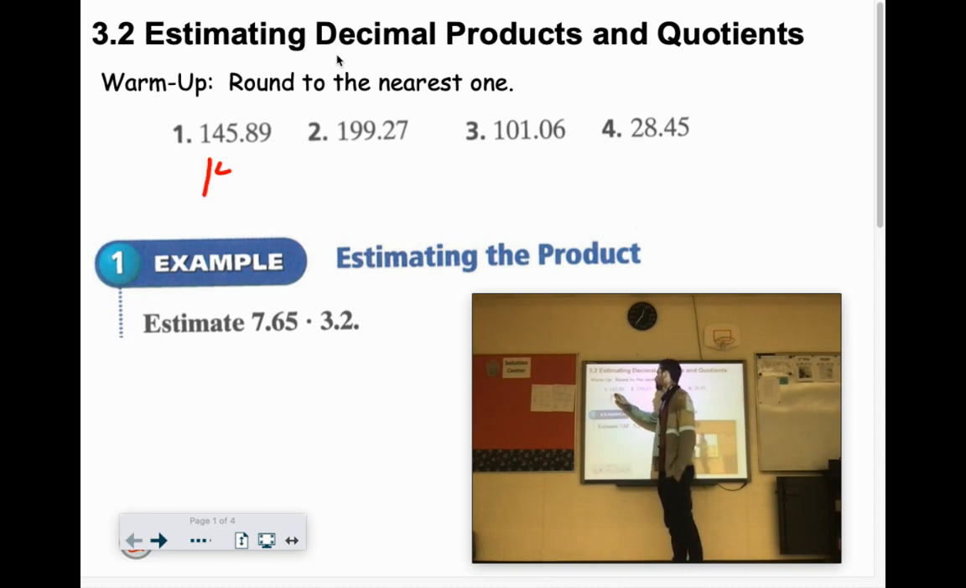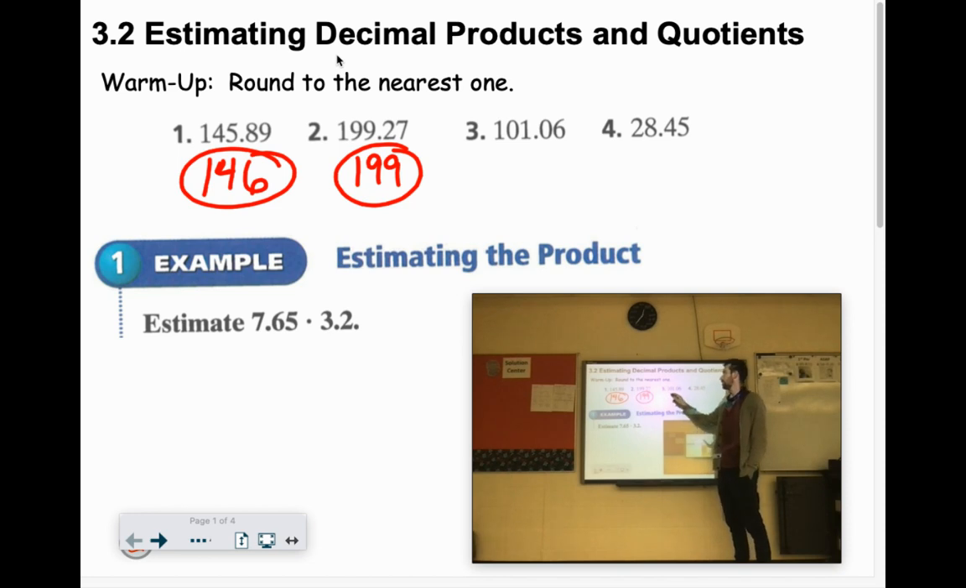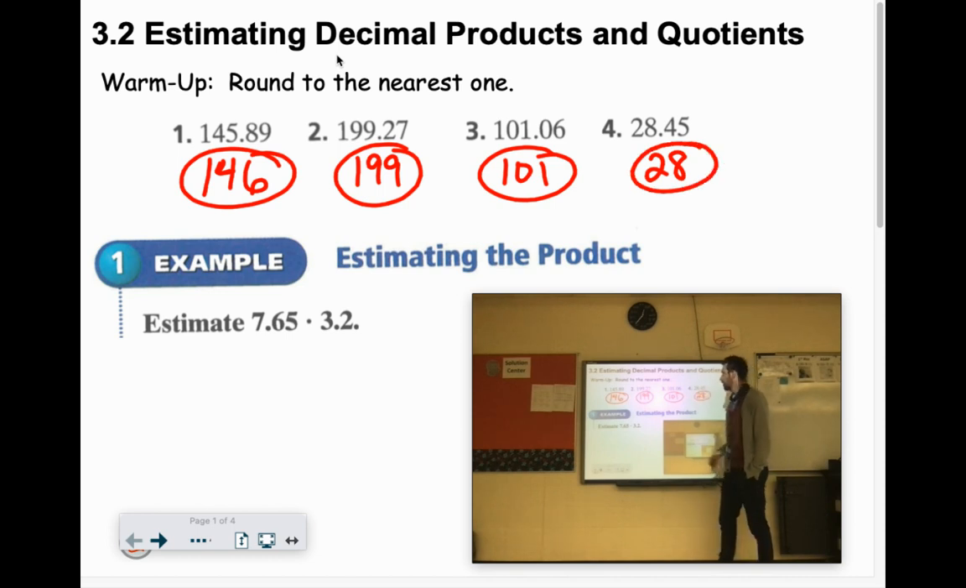Okay, 146. 199.27, well, that's going to stay at 199. 101.06, 101. 28.45, that's a 28er right there.